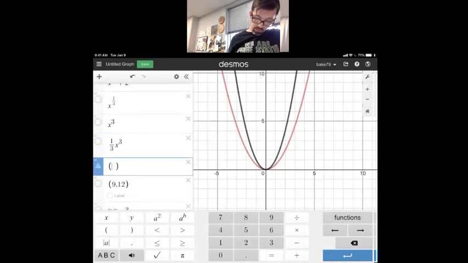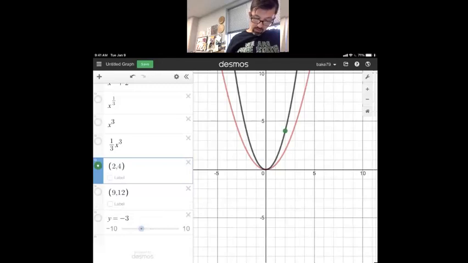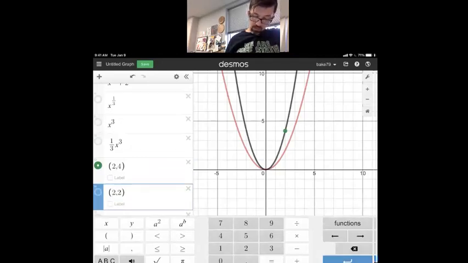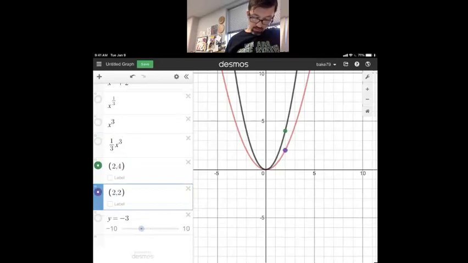We see the point (2, 4) on the black graph. Then we take 2, plug it in again, we get 4, but then we take half of that, right? Half of x squared. So half of 4 will be 2. So we should see that point on the red graph, (2, 2). Comparing the distance from the green point, 4 units away from the x-axis, to the purple point, it's only 2 units away, so it's half as far away as the green point is.